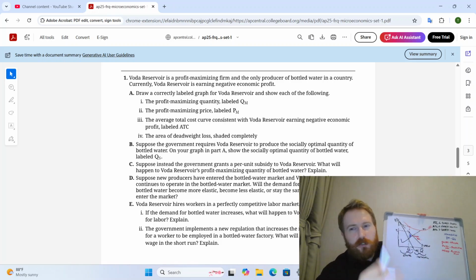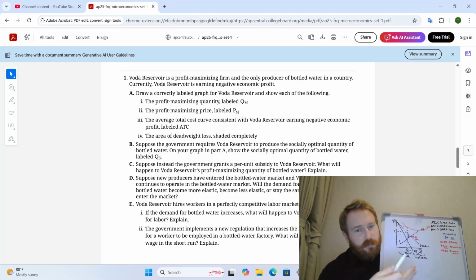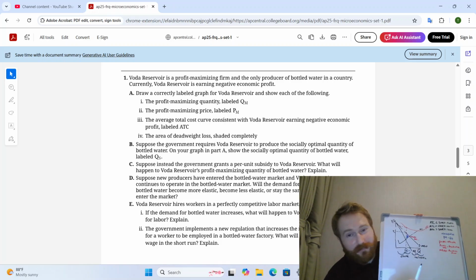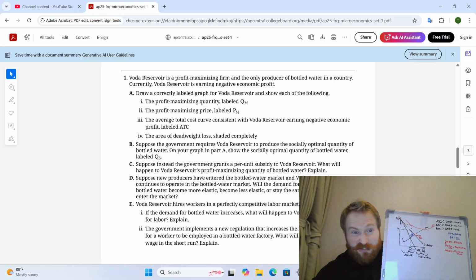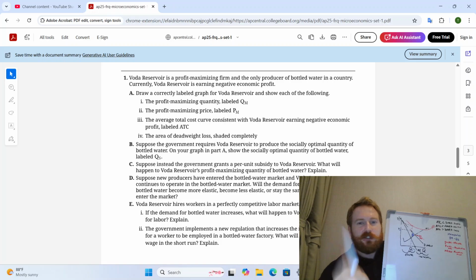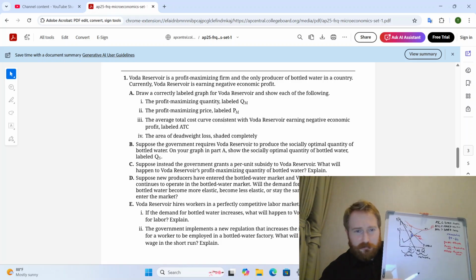Deadweight loss is always going to be the distance between socially efficient, or allocate efficiently, and your current quantity. So it makes a little triangle right there, right? I still labeled allocate efficiently here, but for the test, don't do that because you don't need to, right? Don't do things you don't need to do, okay?